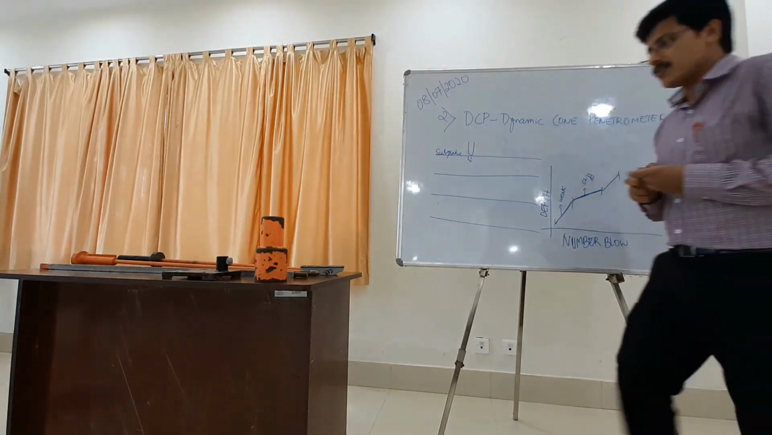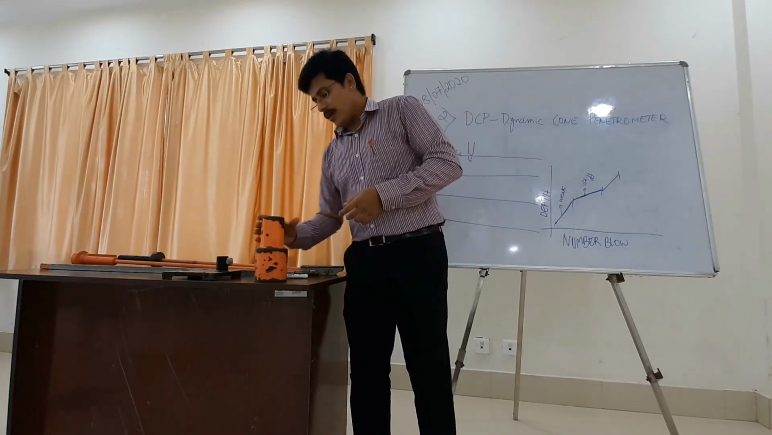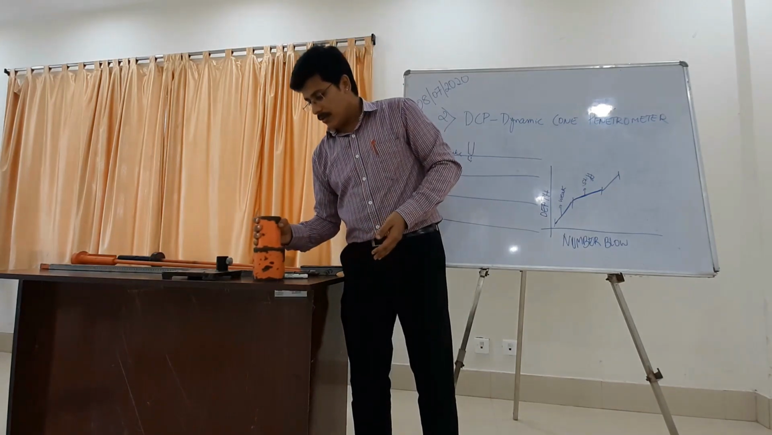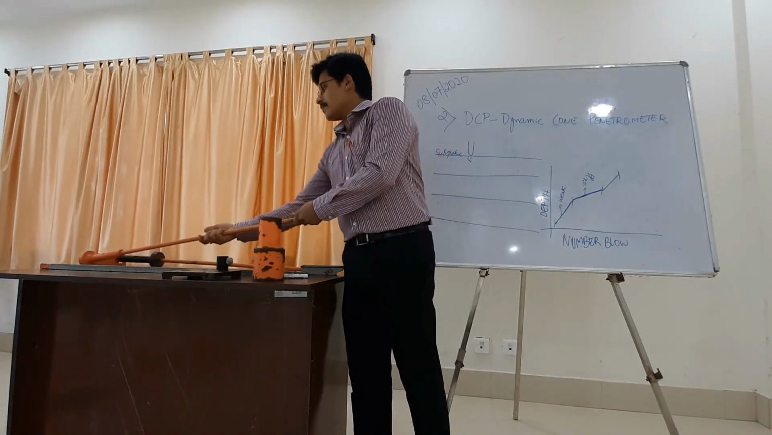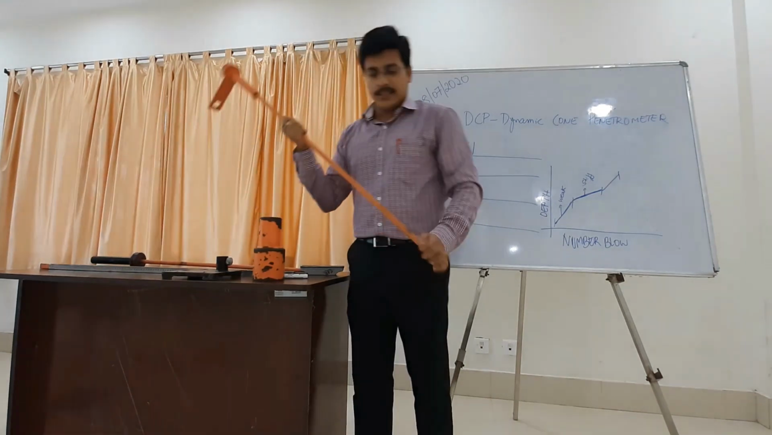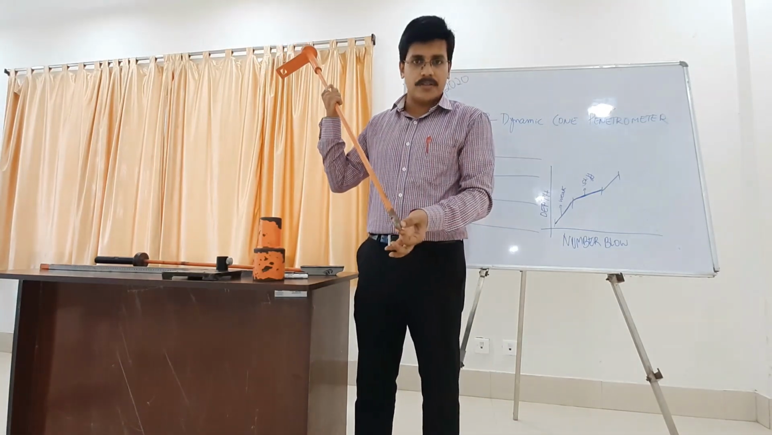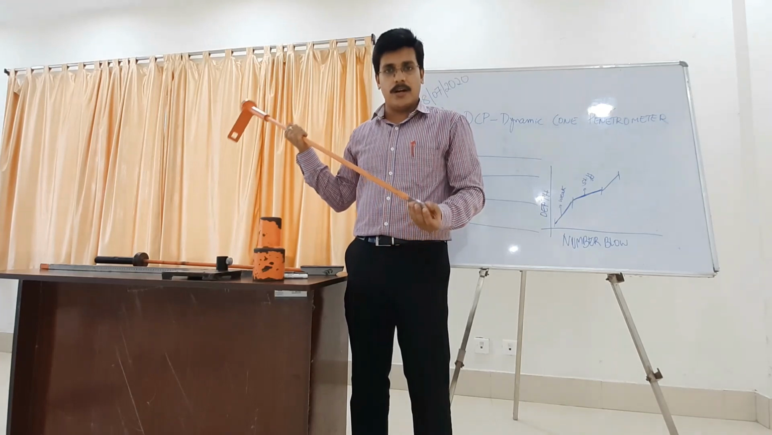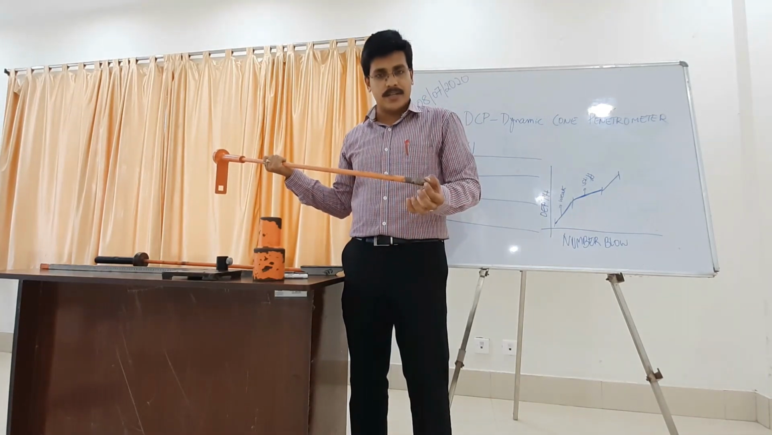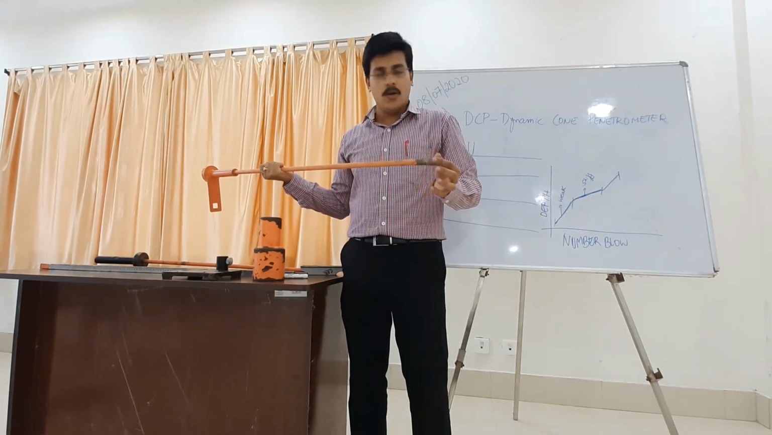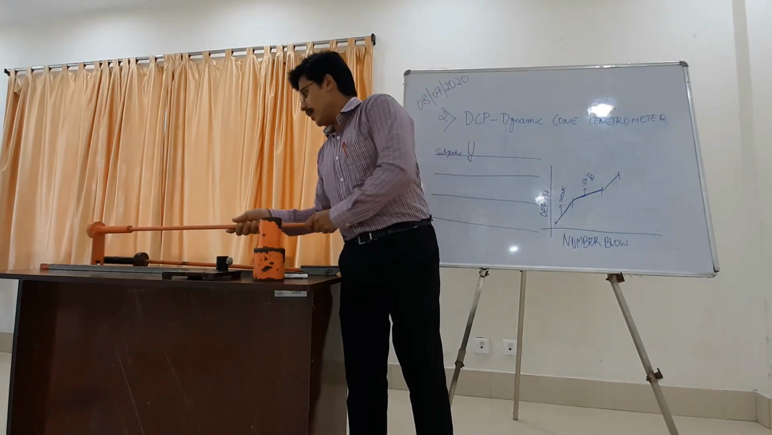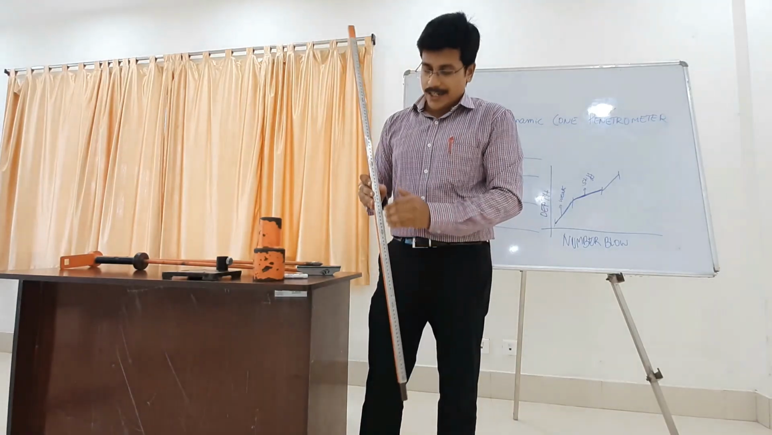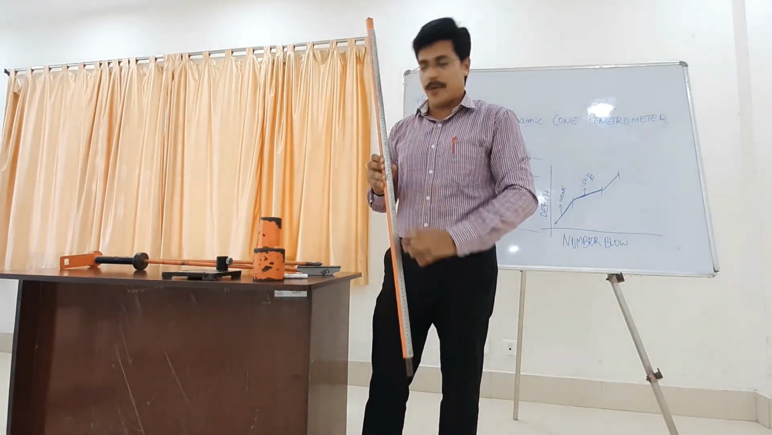So basically it consists of a loading hammer. This is a hammer for loading the cone, and this is the stand. See here, there is a particular cone which will go into the soil. Now this cone will get the resistance of the soil. If it is a very stiff soil, there is more resistance. If it's a very weak soil, low resistance. And then we have a scale to measure how much penetration it is getting into the soil.